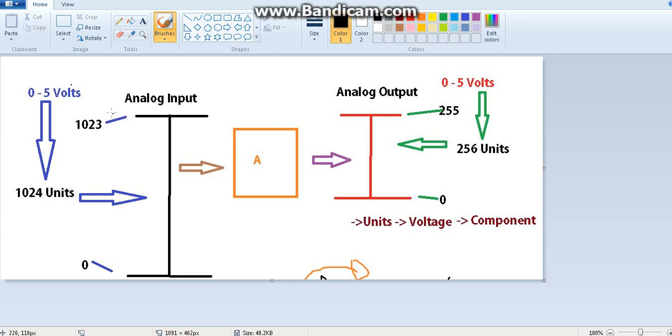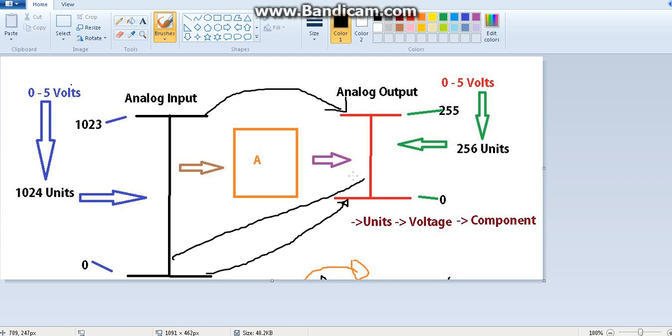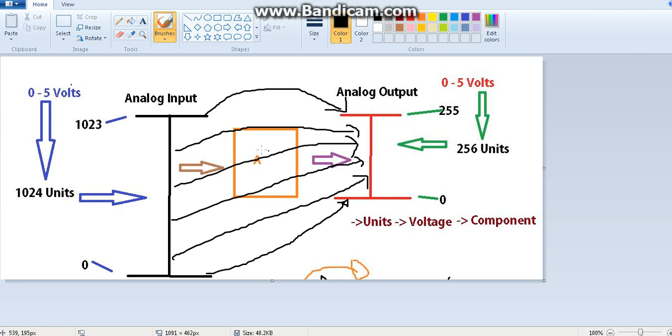See, if the input is 1023, the respective output will be 255, right? If the input is 0, the respective output will be 0. So the in-between input values will be mapped to respective analog output values. This is totally fine.